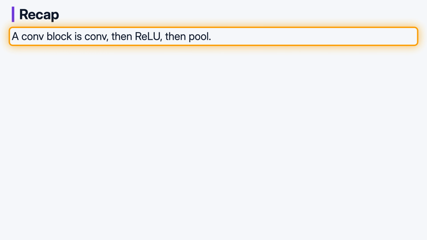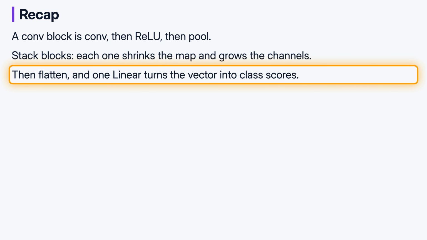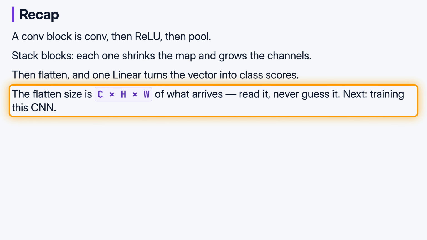Let's review. A conv block is conv, then ReLU, then pool. Stack the blocks, and each one shrinks the map and grows the channels. Then flatten, and one linear turns the vector into class scores. And the flattened size is channels times height times width of what arrives. Read it, never guess it. Next, we train this CNN.